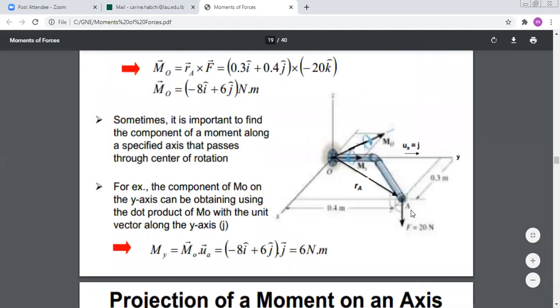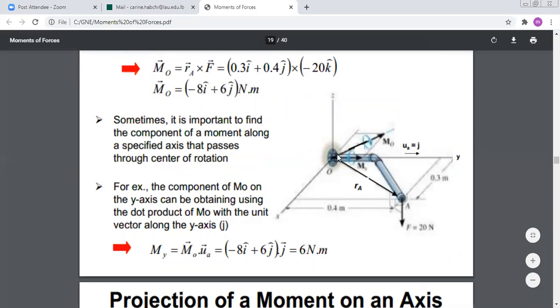This is your force F, okay? F is passing by A and it's in the vertical direction. It has a negative component along k. So you replace F by minus 20k. And you are interested to find the moment about O first. So you do OA vectorial F.